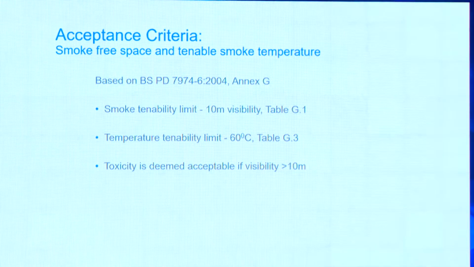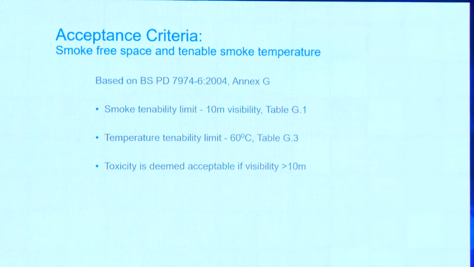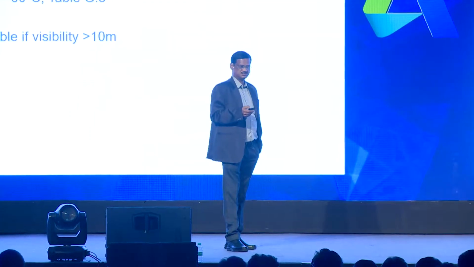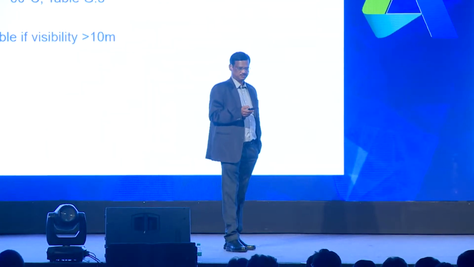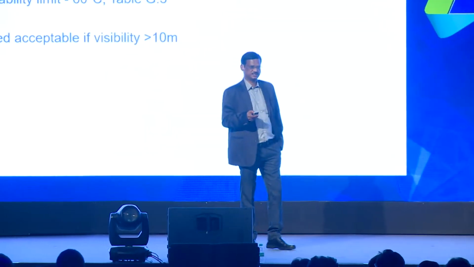Now the acceptance criteria, it's based on BS standard. You have smoke tenability, that is smoke visibility of 10 meters, and then temperature tenability of 60 degrees Celsius. Beyond 60 degrees Celsius, people will get skin burns. And toxicity, like carbon monoxide, is deemed acceptable if visibility is more than 10 meters.